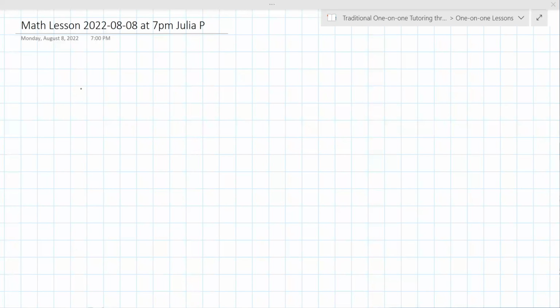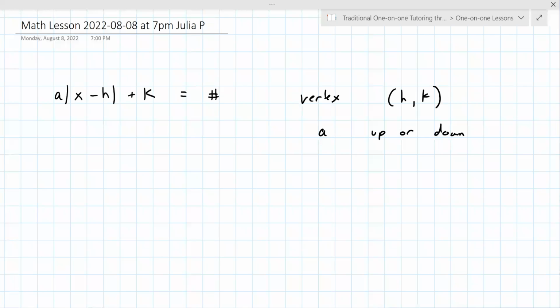So I mentioned this yesterday. I mentioned that generally the absolute value function takes on this form, a times absolute value of x minus h, plus k, like this, and the vertex, which is that point that it V's at, is at h comma k, and then a tells you whether it opens up or down. Okay, and then we can set it equal to a number. And that's what we were doing last time, I guess yesterday, and solving for this.